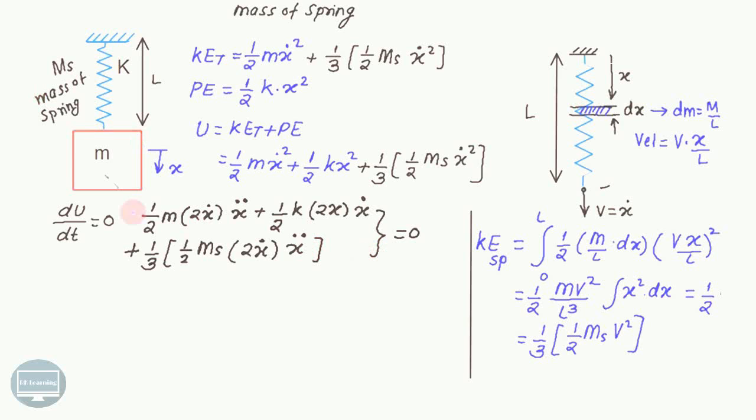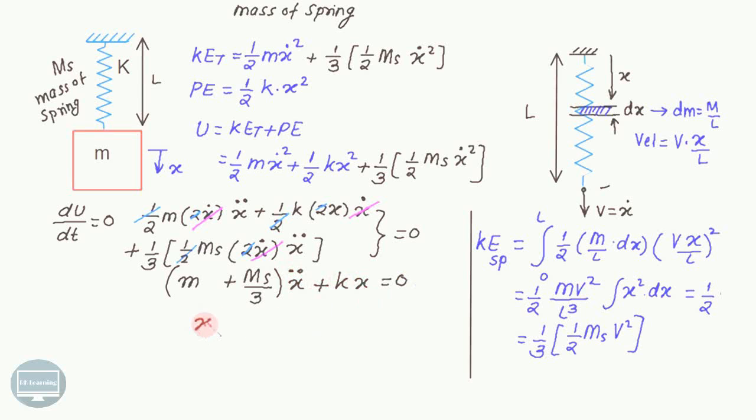Now cancel out the common terms. 1 by 2 and 2 cancel, 1 by 2 and 2 cancel, and your x dot always gets cancelled. Remember this: your x dot always gets cancelled. So what is left is m x double dot plus ms by 3. This is the common quantity for x double dot, so I keep it in one bracket, times x double dot, plus k into x.